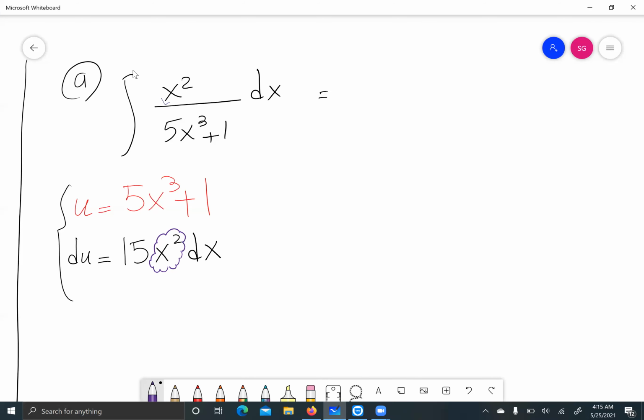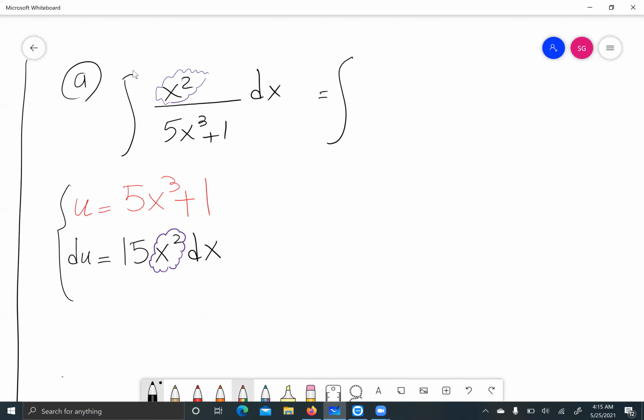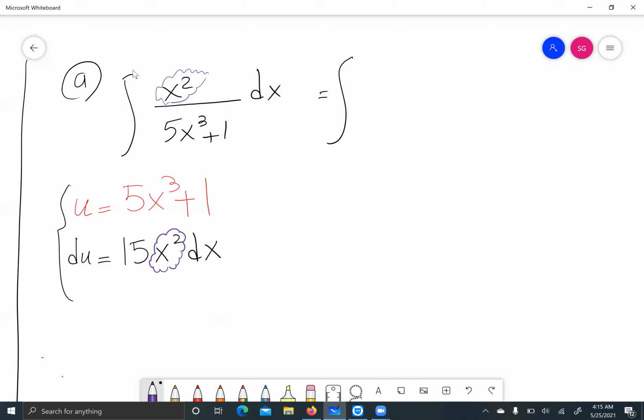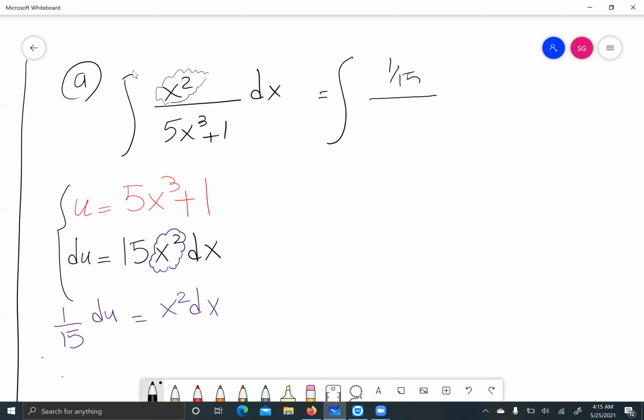You see that? So that helps you to express everything in terms of u. So now we can say that, look, x squared dx is 1 over 15 du, right? So I can say the numerator is 1 over 15 du, and then the denominator is u, right?